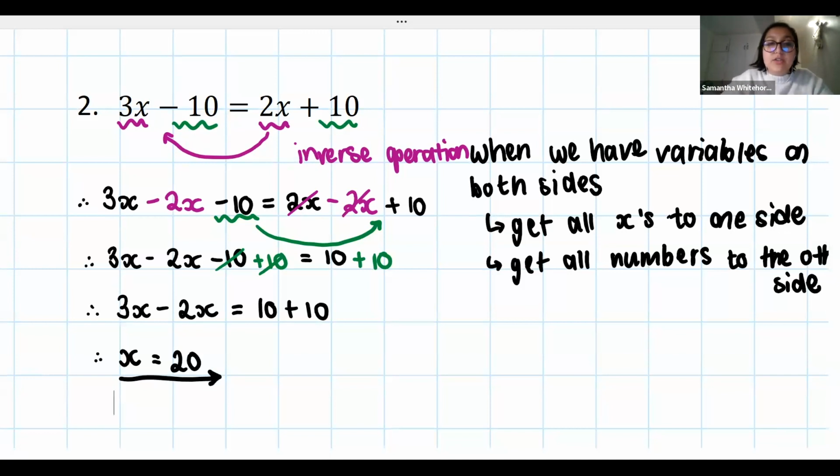So guys, please remember, some of you are not using inverse operations or are forgetting to use them. Please remember, you have to use your inverse operations in order to solve correctly.